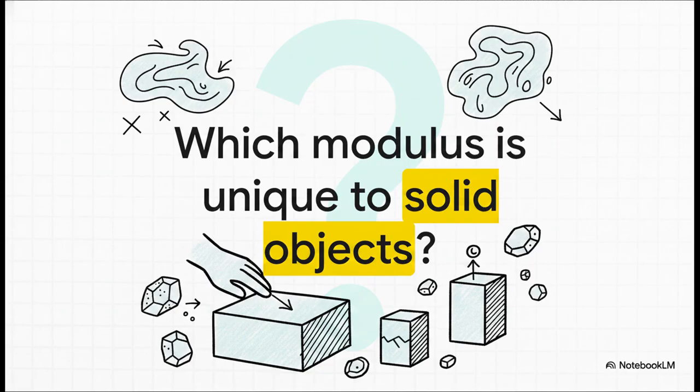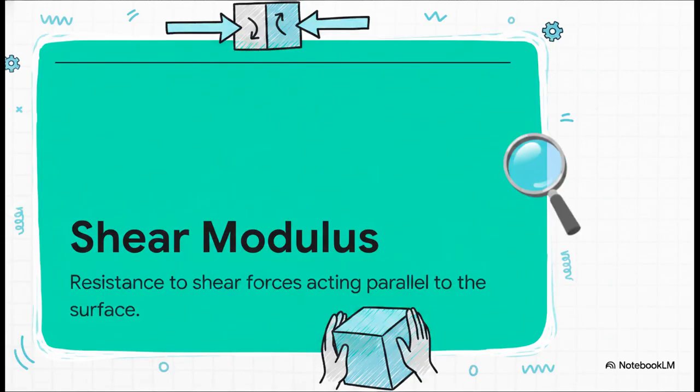All right, final question. Remember, a fluid absolutely cannot sustain this specific type of stress, but if you push tangentially across the top of a solid block, it shifts. What is it? Nailed it! It's the shear modulus. This one deals strictly with those parallel, sideways forces that cause a lateral shift in solids.